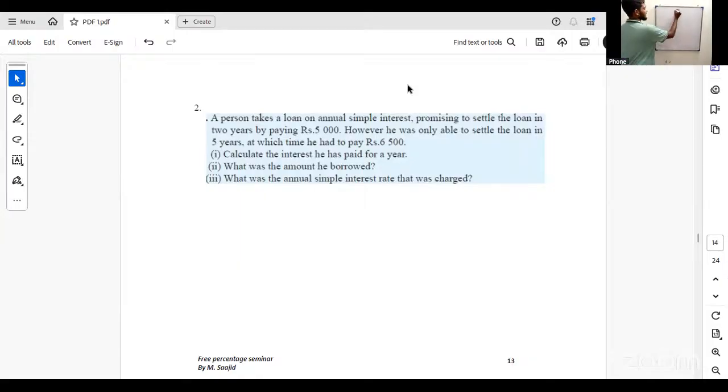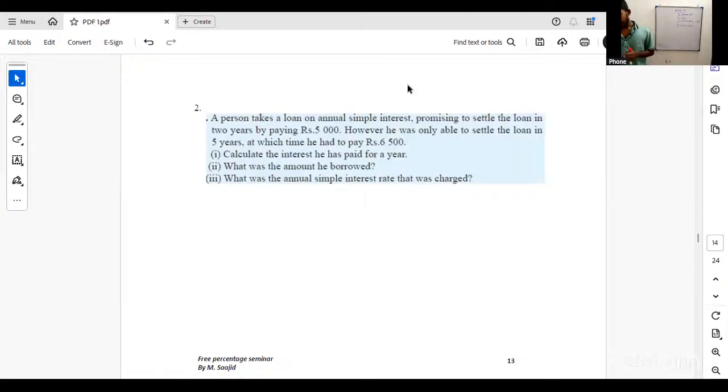So we discussed grade 10 percentages. These were the parts that we covered. First we did income tax, right? Then we did rates. Then we did customs duty and VAT. Then finally, we did simple interest. So in grade 10 percentages, these are the only types that they can ask in grade 10, right?